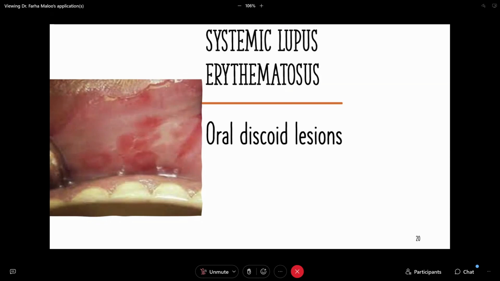Systemic lupus erythematosus is an autoimmune disease with widespread inflammation and tissue damage in the affected organs. Organs affected could be the joints, the skin, the brain, lungs, kidney, and the blood vessels. SLE in the oral cavity presents as lesions which are disc shaped.